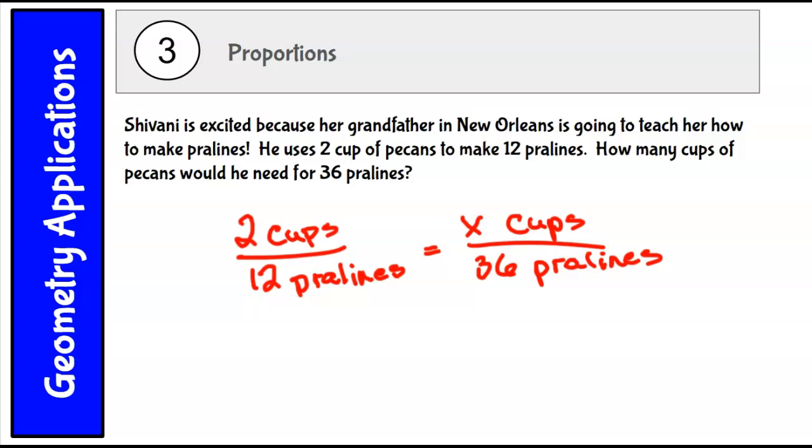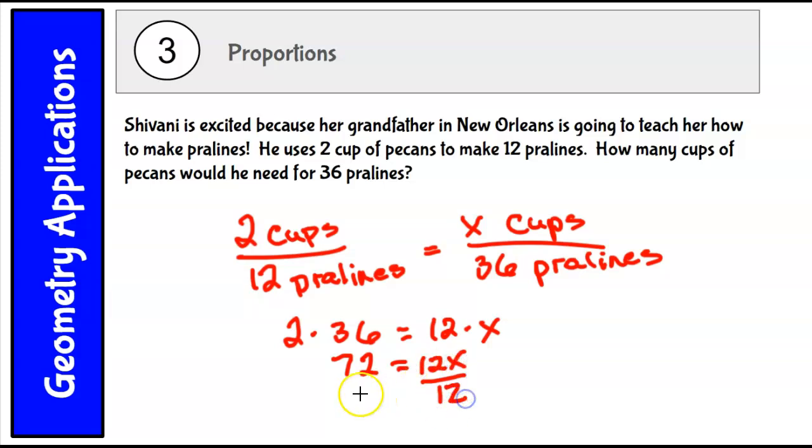And now you have an equation that you can cross multiply and solve. You'll multiply 2 times 36 and 12 times x. And of course, that's 72 equals 12x. And divide by 12 to get x equals 6. Sorry, it gets cut off there at the bottom. It's 6 cups of pecans for 36 pralines.